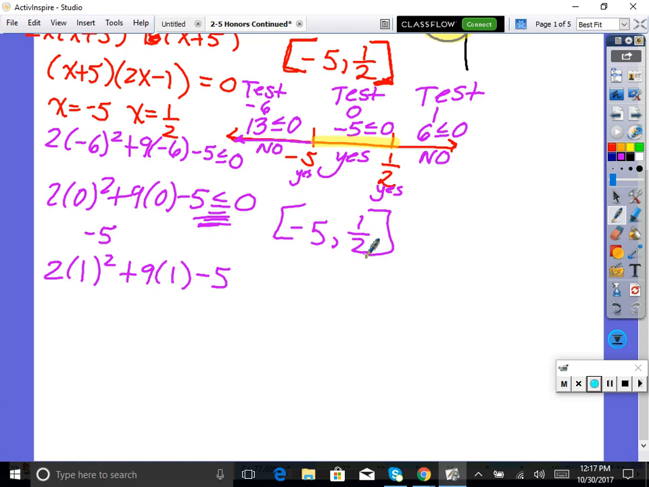Now, a lot of people say, well, why are we testing the zeros? Because, think about it, if it's less than or equal to 0, we want to know when it's above 0 and below 0, so we've got to find zeros. Does that make sense? Find the zero.